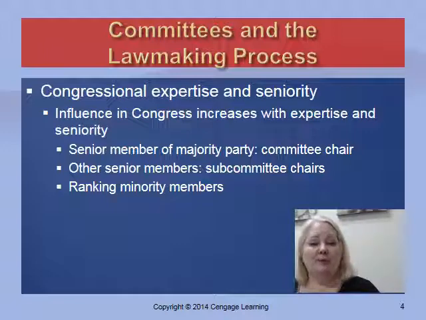When you talk about committees then, a senior member of a committee that's part of the majority party would become that committee's chairman. Then other senior members in that committee would be subcommittee chairs. And then after that, ranking minority members would follow.